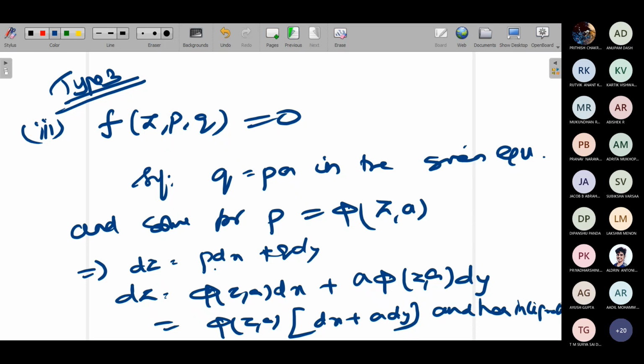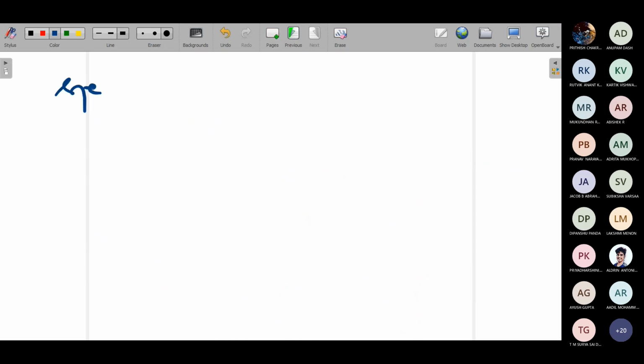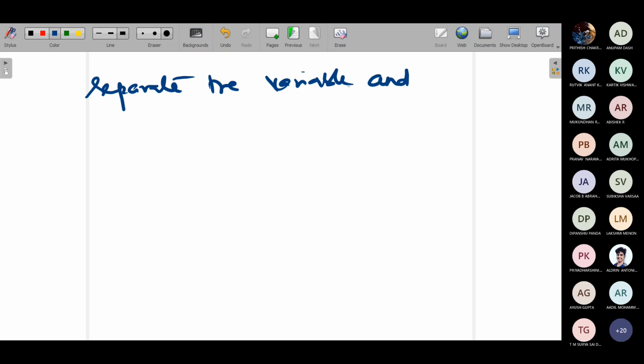Sometimes you know that z is a function of x and y, but there will be no x and y, only z, p and q involved, and you substitute q equal to pa. So you can separate the variables and then integrate, because you have dz on this side. You may have some variable z here, so you can separate the variables and then integrate.